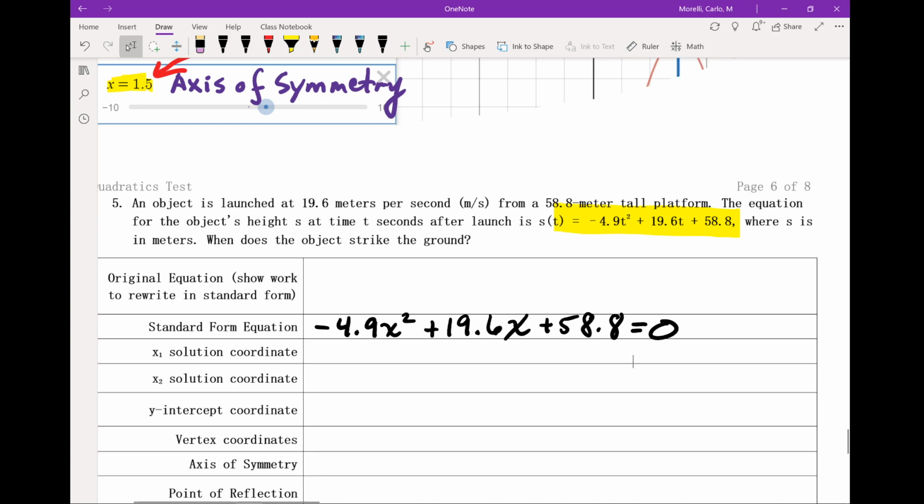Guys, I'm not gonna count any of these wrong. I'm giving the answers, so you're gonna make 100.